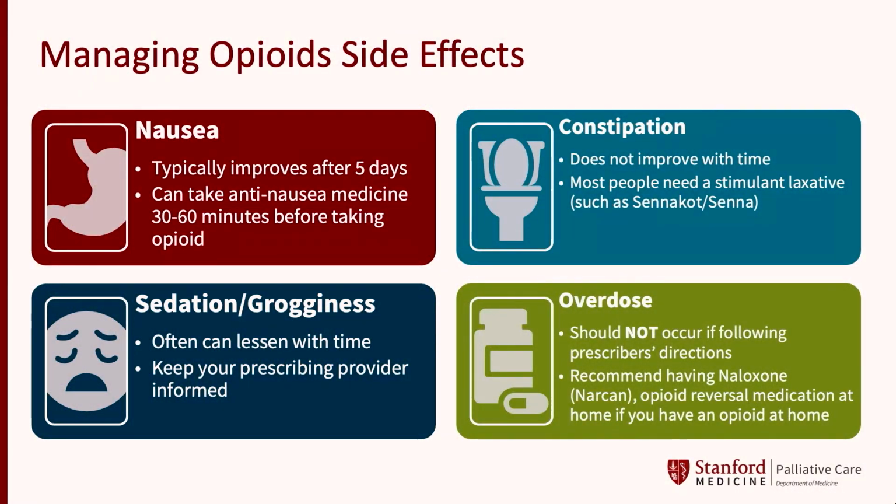A few side effects to think about: some people can develop nausea with opioid medicines. Fortunately, this typically can improve after about 5 days or a week, as long as you're kind of continuing to get exposure to the opioid. If it's a challenge to get through that, we often recommend taking an anti-nausea medicine about 30 minutes to an hour before taking your opioid medicine, so you get the maximum effect.